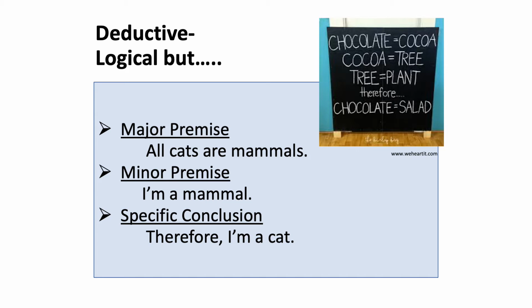And so chocolate is cacao. Cacao comes from a tree. A tree is a form of a plant. Therefore, chocolate equals salad. If you need help justifying your consumption of chocolate, there you go. That is another example of logic. Okay, so we always want to test to see if our reasoning is true, and of course our evidence to support that. We will look at some errors in reasoning here in a few minutes.